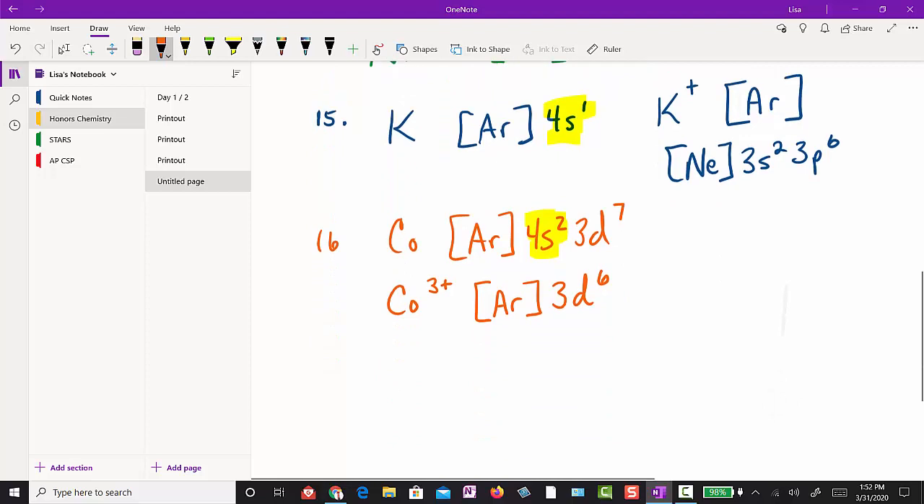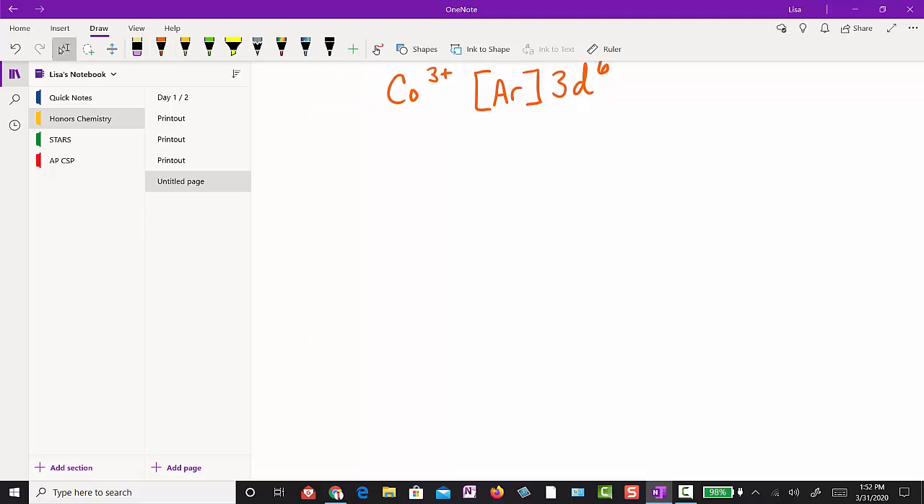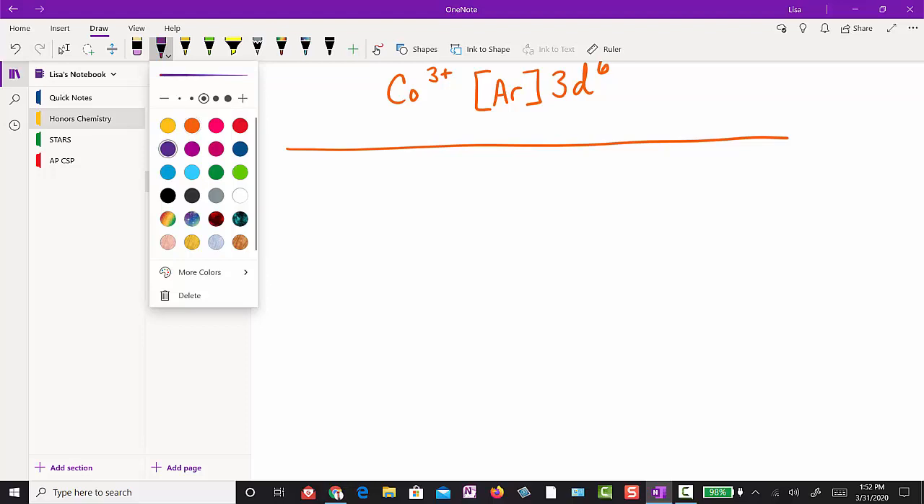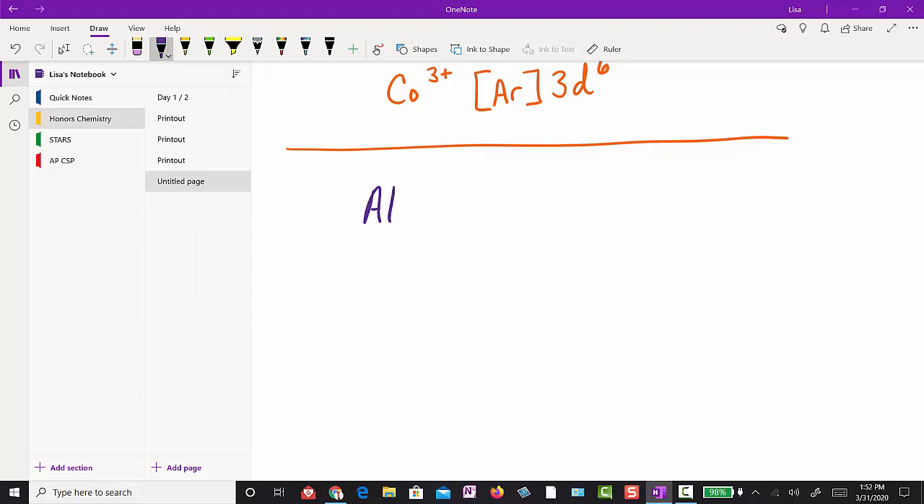Okay, now for the excited ones. In the answer key, I hope I wrote on there that other answers are possible. So with excited electrons, you're not changing the number of electrons, you're just putting one out of order. For example, aluminum. If I were to write that, I would have 1s2, 2s2, 2p6, 3s2, 3p1.